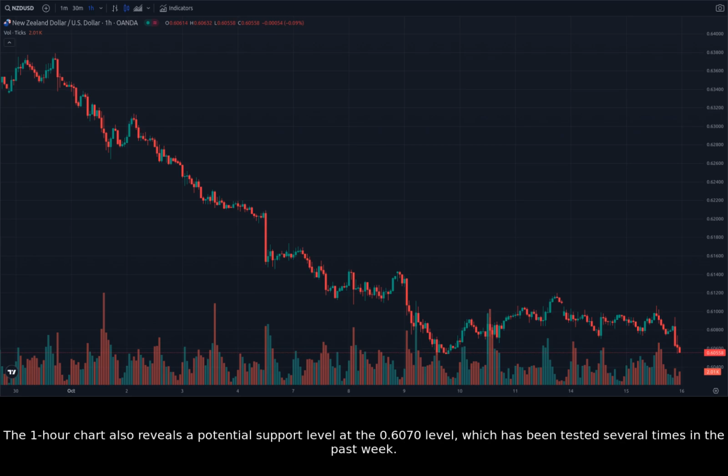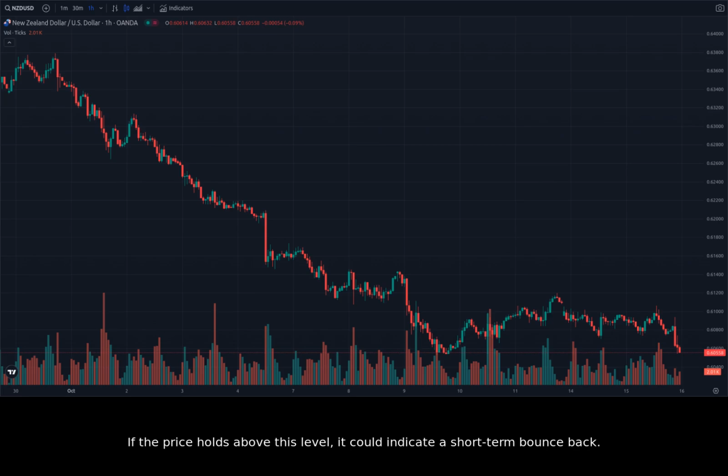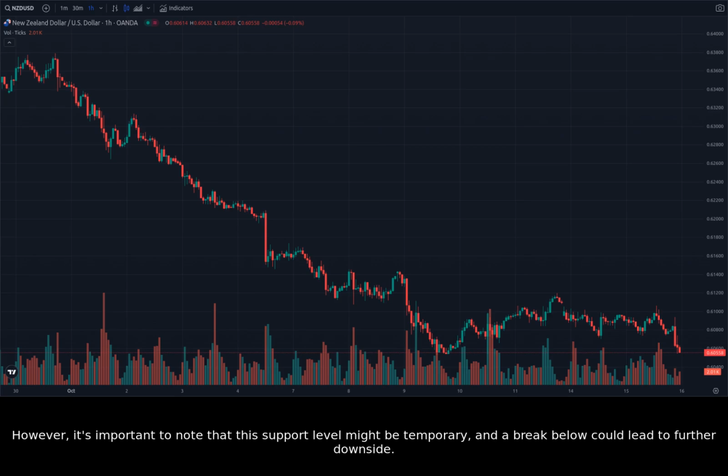The 1-hour chart also reveals a potential support level at the 0.6070 level, which has been tested several times in the past week. If the price holds above this level, it could indicate a short-term bounce back. However, it's important to note that this support level might be temporary, and a break below could lead to further downside.